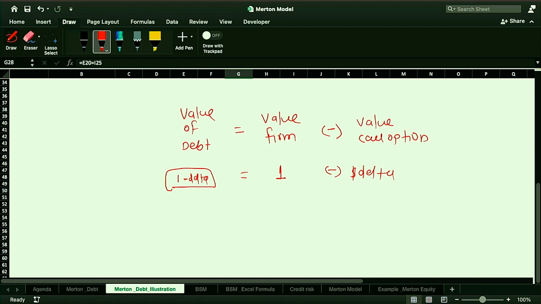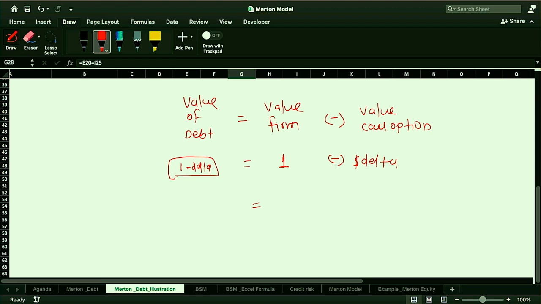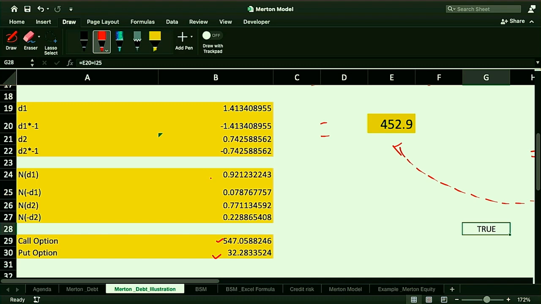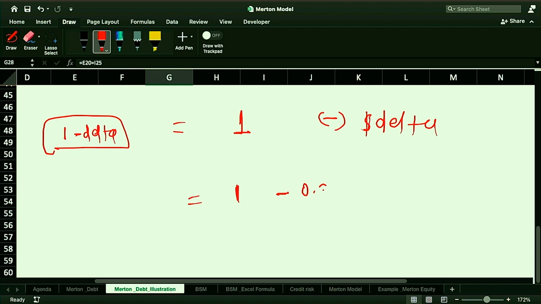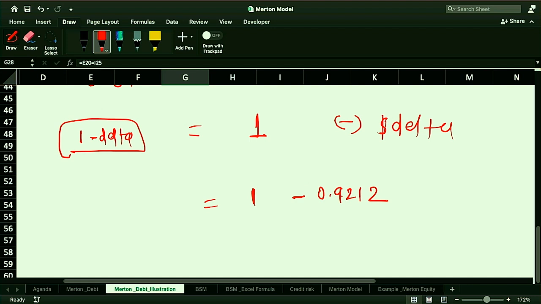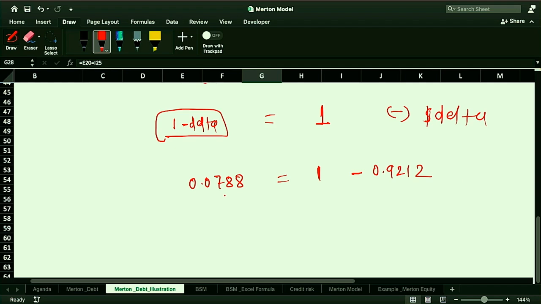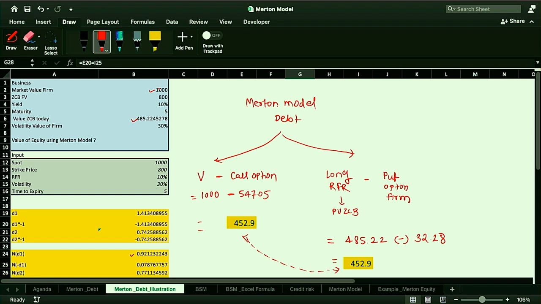Okay, now we can see if that works in practice. All right, so what is the value of the firm right now? Let's say the value of the firm increases by 1. What is the current delta? The current delta is nothing but N(d1), right? So what is the N(d1)? It is 0.9212. So the call option will increase by 0.9212. So by how much will the debt value increase? The debt value will increase by 1 minus 0.9212. That's giving us 0.0788. So for every $1 increase in the value of the firm, the value of the debt will increase by 0.0788.